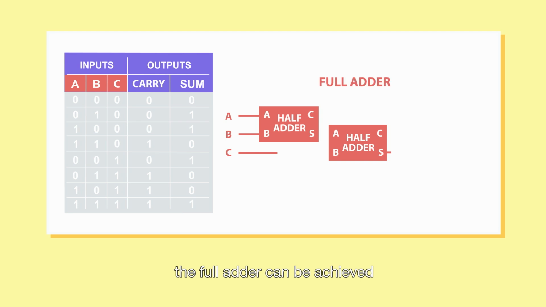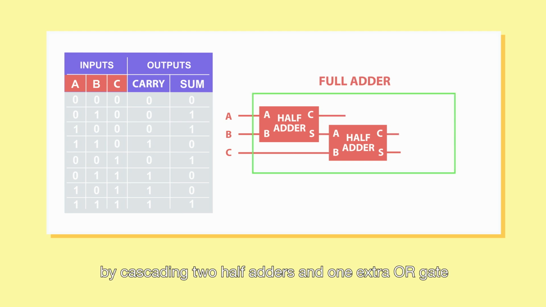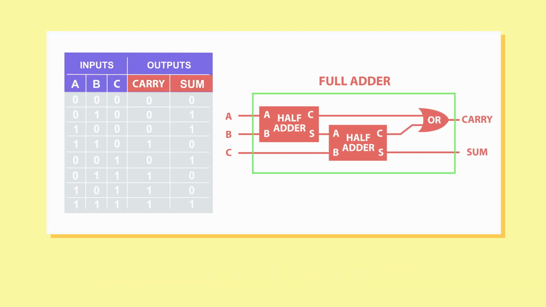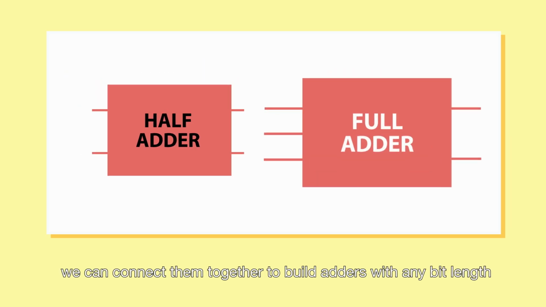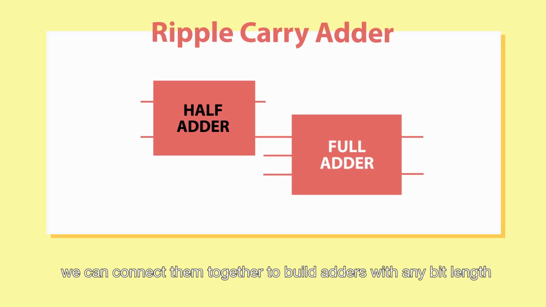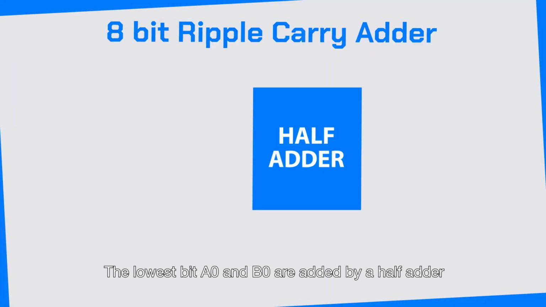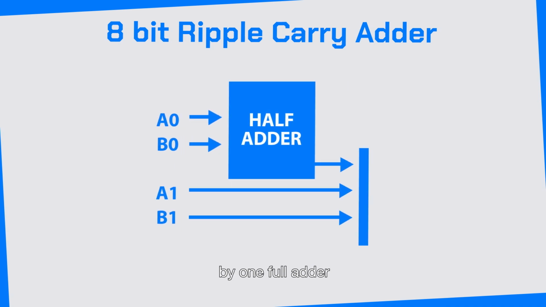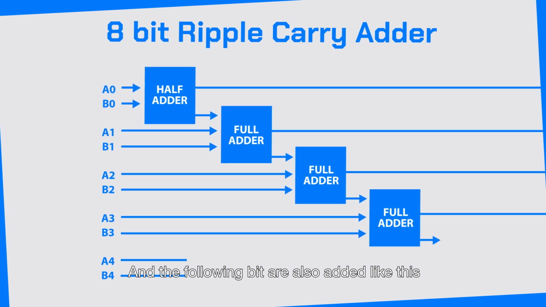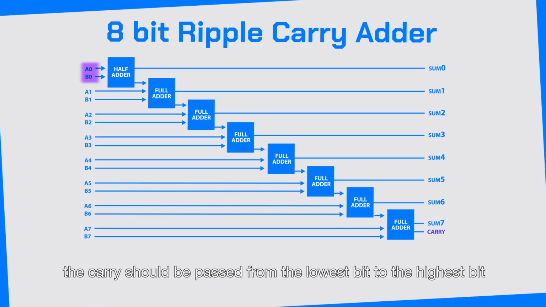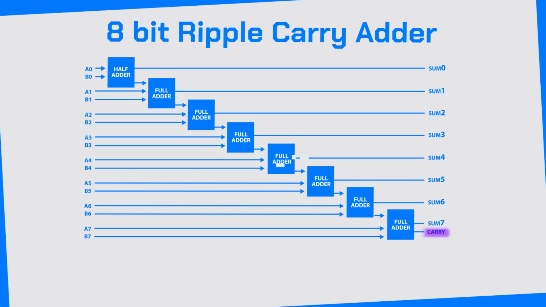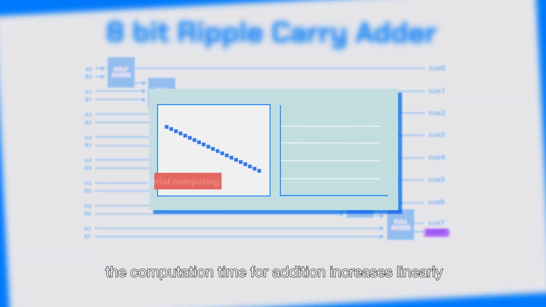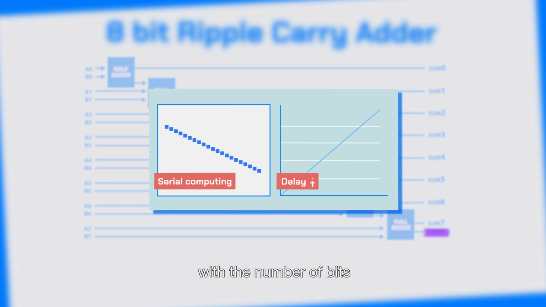According to the truth table, the full adder can be achieved by cascading 2 half adders and 1 extra OR gate. With half adders and full adders, we can connect them together to build adders with any bit length. The lowest bits A0 and B0 are added by a half adder. Then, the bits A1, B1, and the carry bit are added together by 1 full adder, and the following bits are also added like this. However, the carry should be passed from the lowest bit to the highest bit, leading to serial computing. Therefore, the computation time for addition increases linearly with the number of bits.